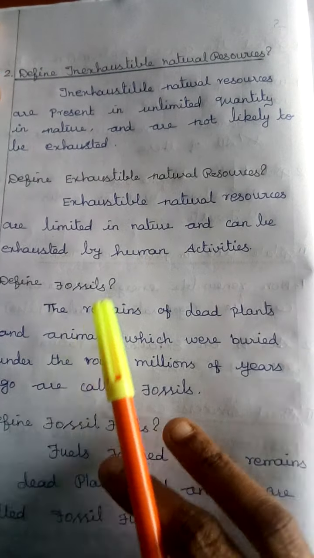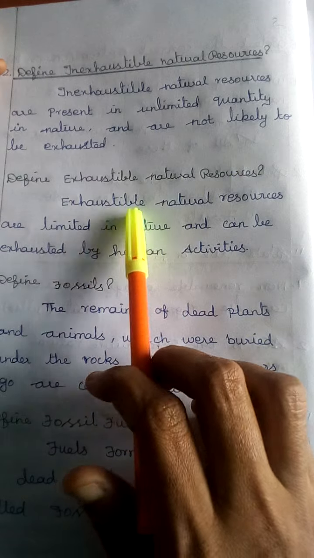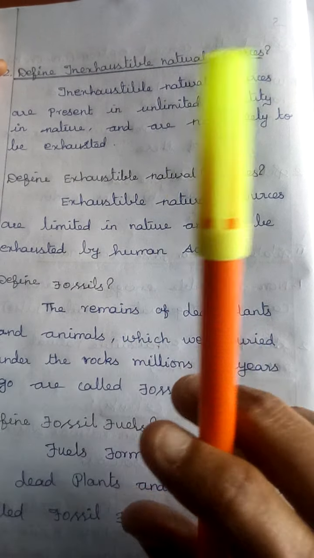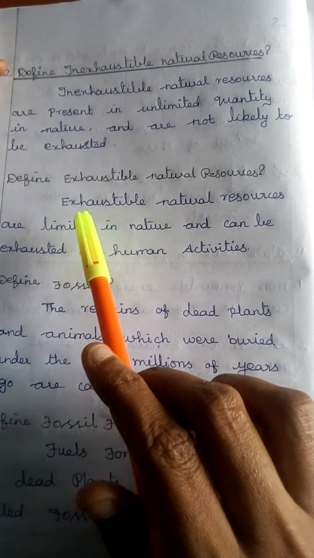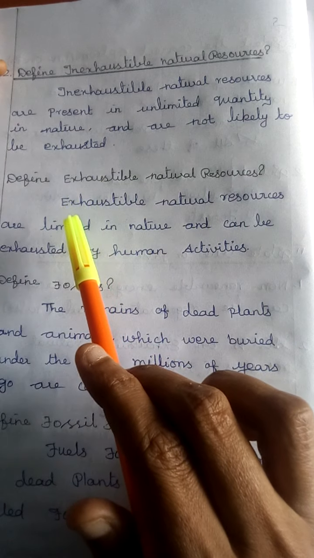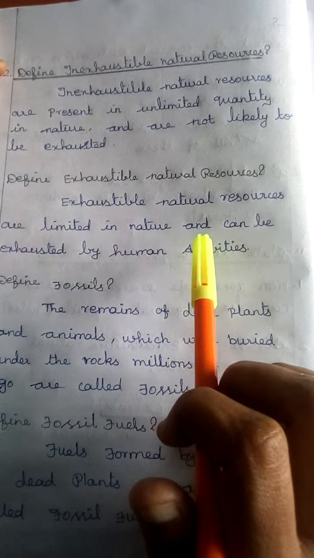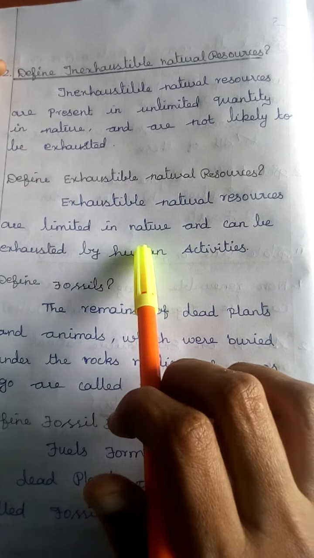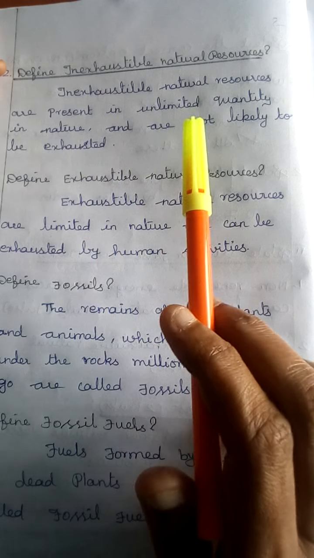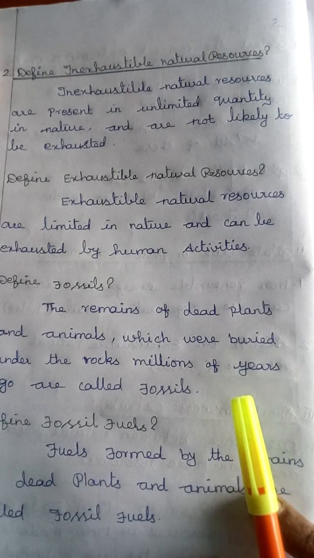Next, define exhaustible natural resources. Exhaustible natural resources are limited in nature and can be exhausted by human activities. Once again, inexhaustible means unlimited quantity, and exhaustible means limited quantity in nature. Inexhaustible resources are not affected by human activity. That is the basic difference between inexhaustible and exhaustible.